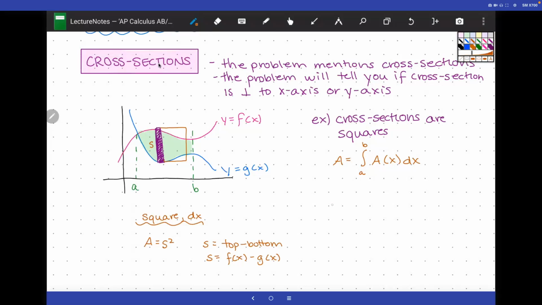So if we just plug it into our formula, then we can't really do anything else with it except just say that A of x is f of x minus g of x, squared. Because remember, it's side squared. And voila. That would be it.